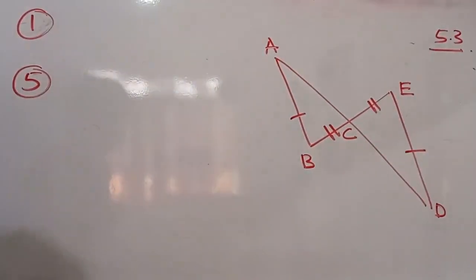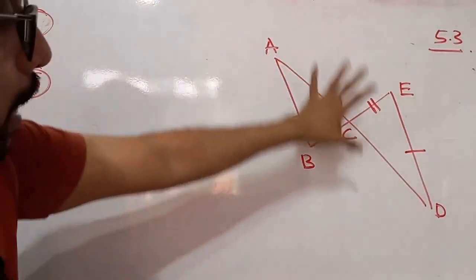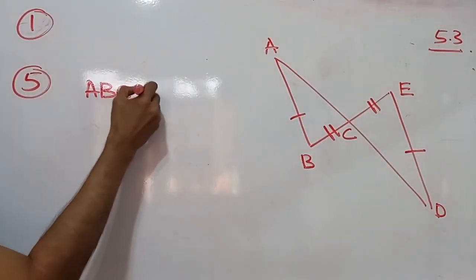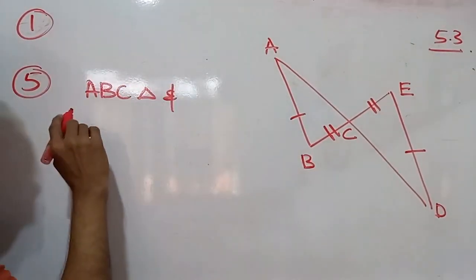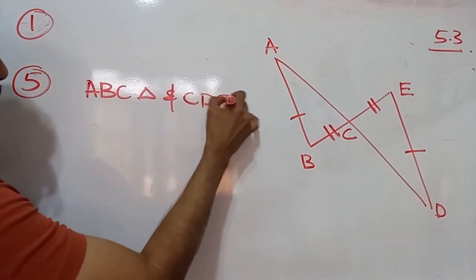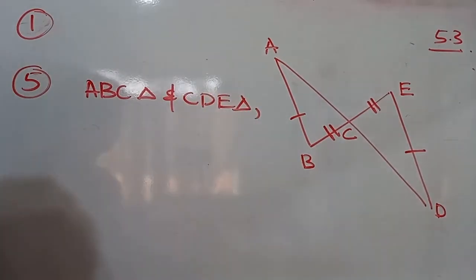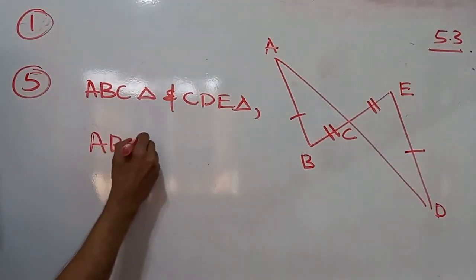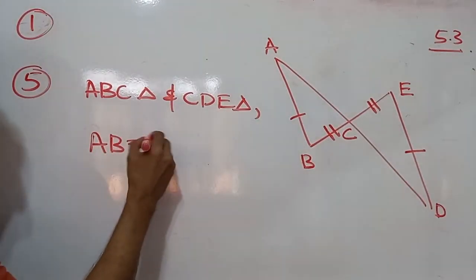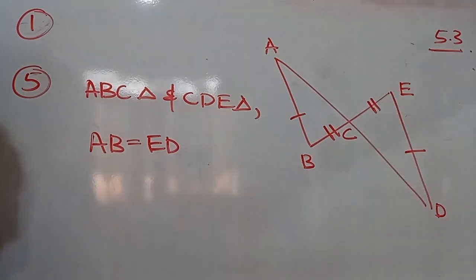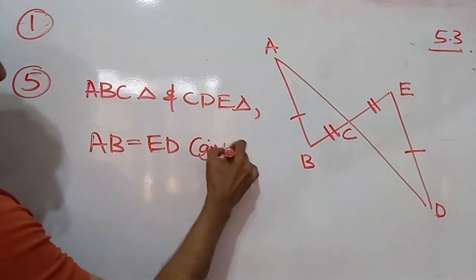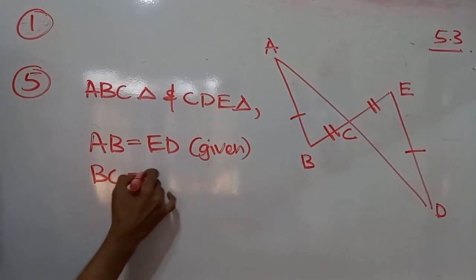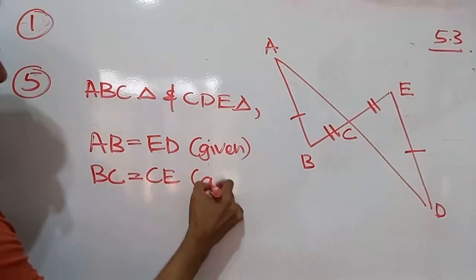Right, question number 1, part 5. So this is the diagram that has been given to us, right? So we will consider triangle ABC and triangle CDE. AB, that is equal to ED. That is given. Then BC, that is equal to CE, that is also given.